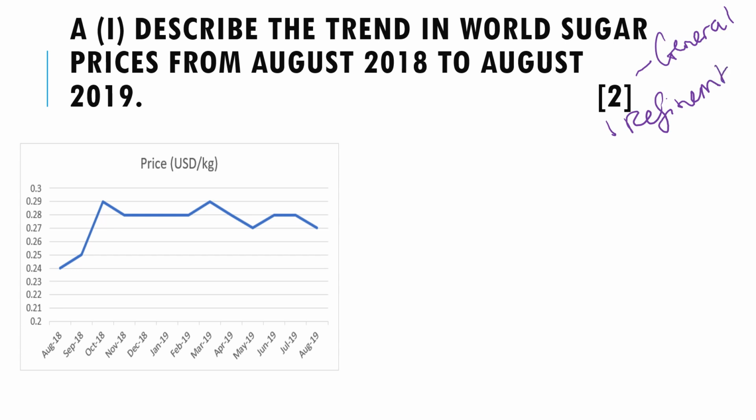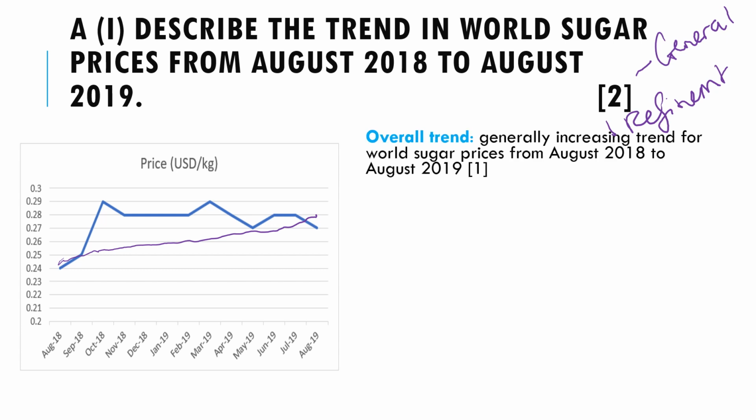For the general trend, we generally use a best fit line to determine the change. We can see here that in general, there has been an increasing trend. So the overall trend will be an increasing trend between August 2018 and August 2019. However, when we look at the refinement, we would need to look at situations where the price of sugar may have risen at a much faster rate compared to the general trend, or secondly, anomalies where the price of sugar actually fell even though the overall trend was an increasing one.